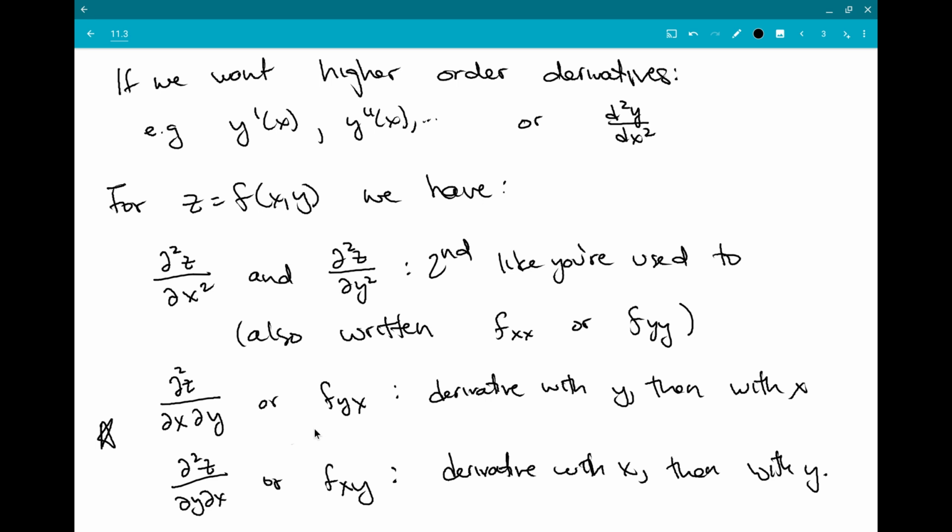Most of the time, for really nice functions, which is most functions you work with, it actually won't matter what order you take the derivatives in. But if it ever does matter, you need to make sure you understand what people are saying to do first and then second, or first and then second. So just make careful note of this so that you don't ever make that mistake.